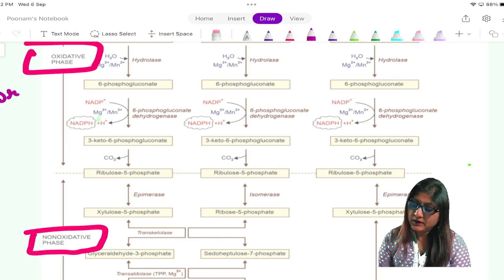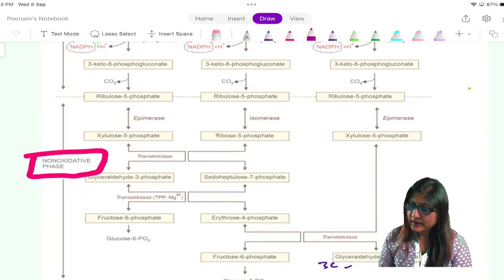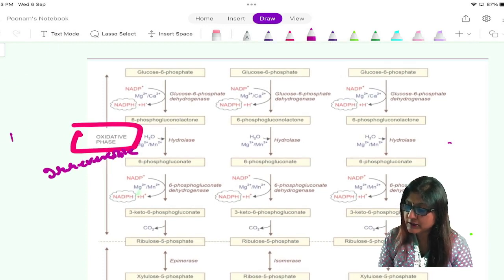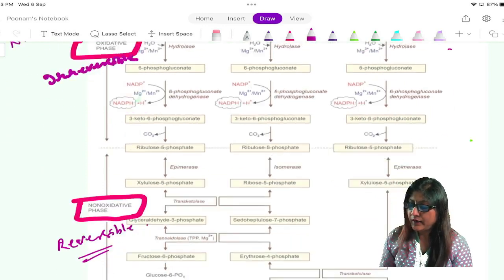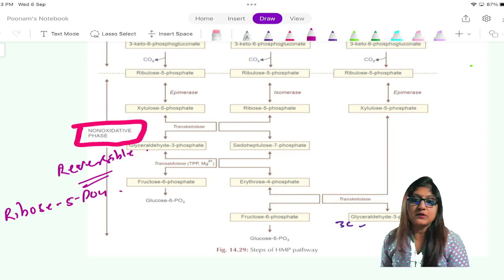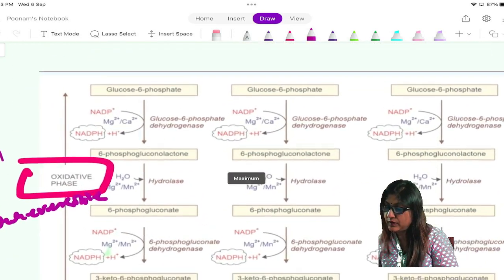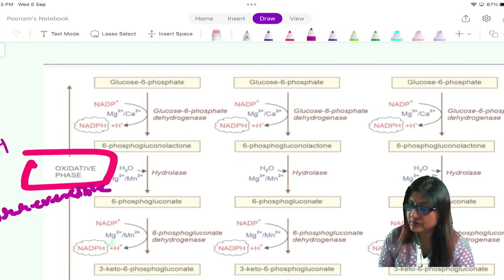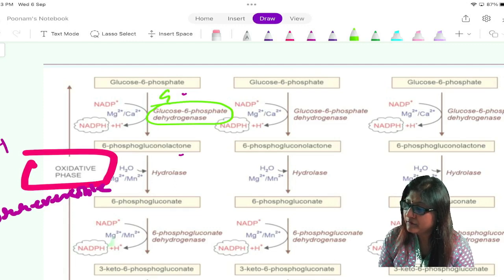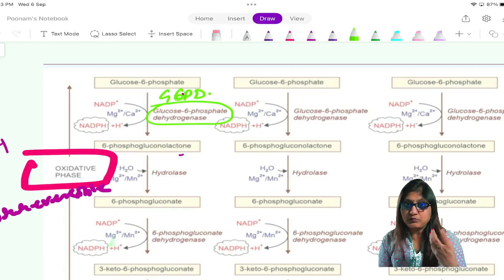Oxidative phase reactions are irreversible, single direction reactions, and reversible reactions are seen in the non-oxidative phase. When we talk about NADPH production, it is generated in the oxidative phase, and ribose 5-phosphate is generated in the non-oxidative phase. To start with this pathway, glucose 6-phosphate is converted to 6-phosphogluconolactone, and the related enzyme is glucose 6-phosphate dehydrogenase, popularly known as G6PD.